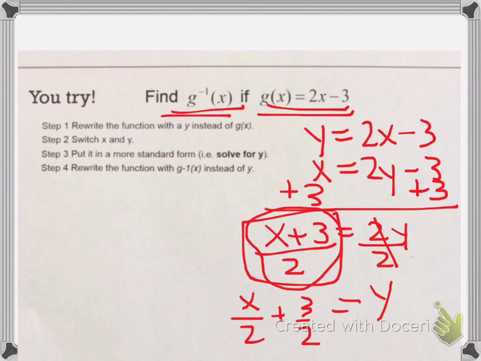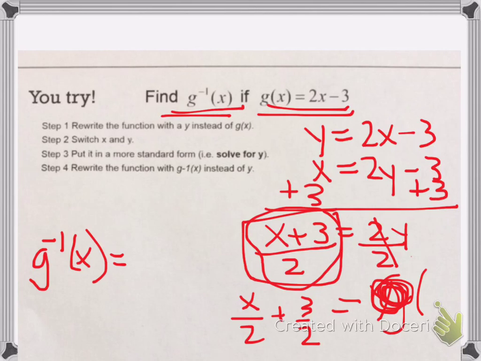And then that last step is to change it back to the g of x. So I'm just going to rewrite it one more time up here. So this y right here became my inverse g of x right there. And I would just have the x over 2 plus 3 over 2. And if you didn't want that x up there on top, how else could you write that? You could write that as 1/2 x so that it's in linear form.